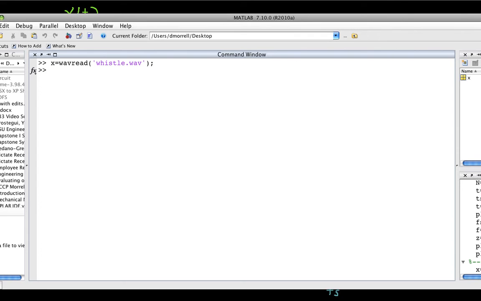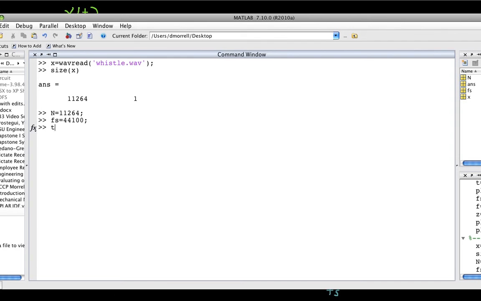Now I need to know how many samples I have. I can do that by doing size of x. So it turns out the number of samples is 11,264. Now I also know, because of the program that I used to record the whistle, that the sampling frequency is 44.1 kilosamples per second. This is the sampling rate that CDs use, by the way.